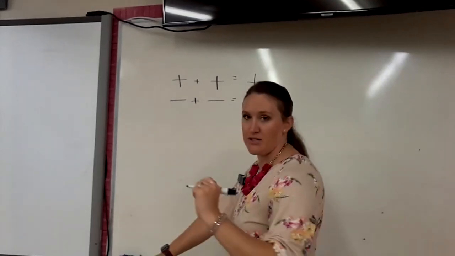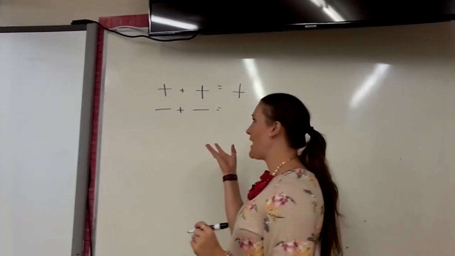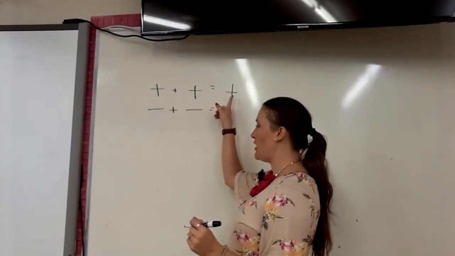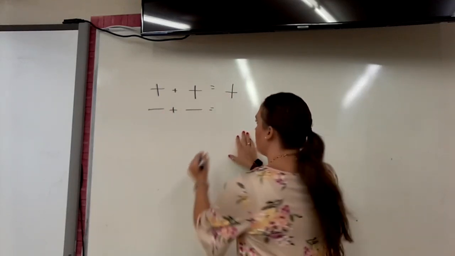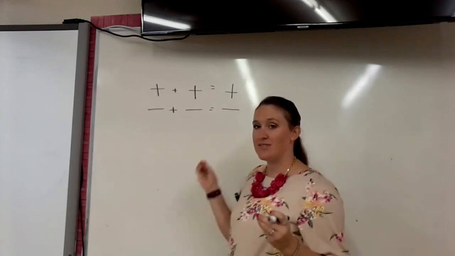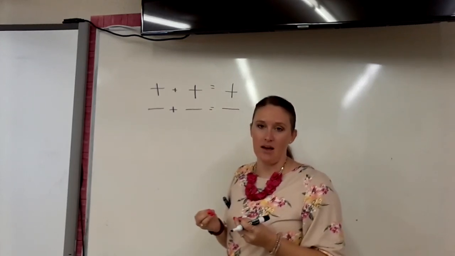Sorry, I about unplugged my cord. This one works just like adding. A positive and a positive is a positive. A negative plus a negative just equals a negative. Okay, you still just add those numbers and keep the negative sign.